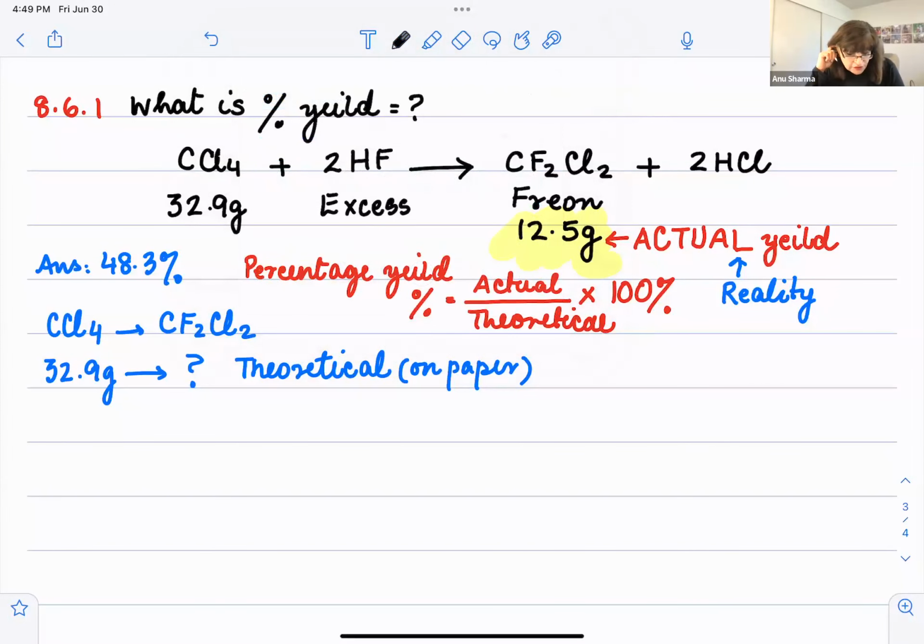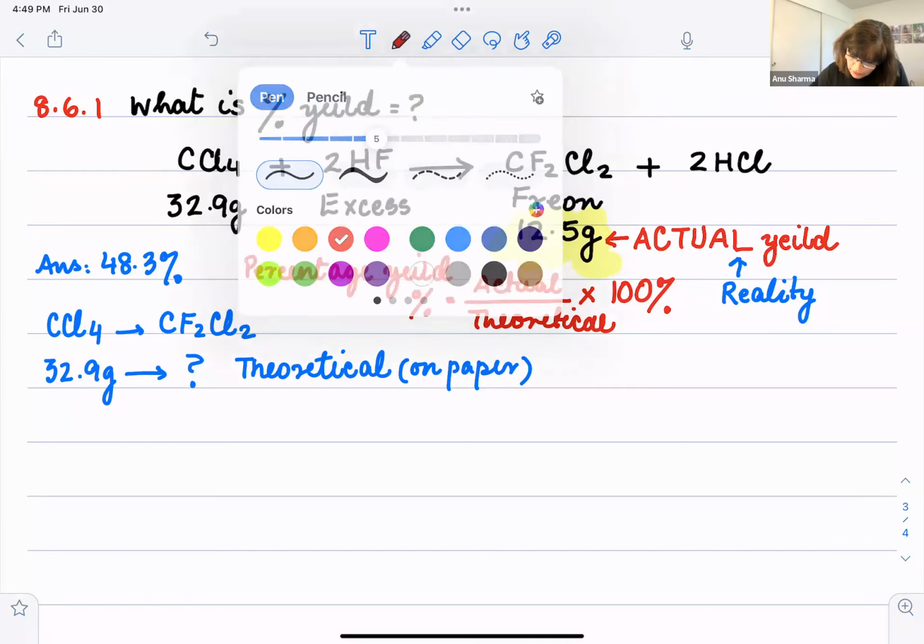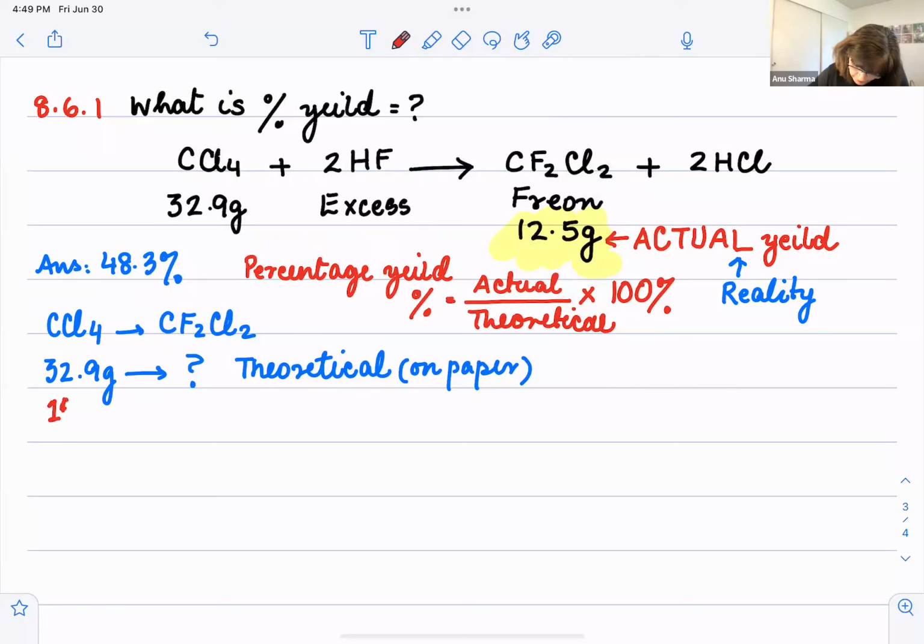Next, how do you do it? You're going to first calculate the theoretical yield. We don't have the theoretical yield, so first always calculate the theoretical yield.